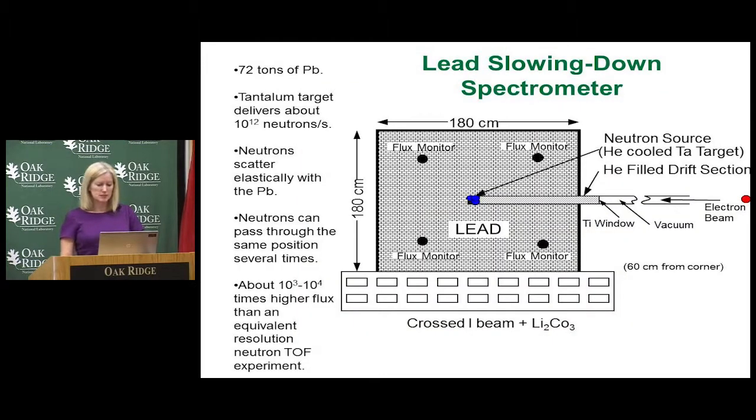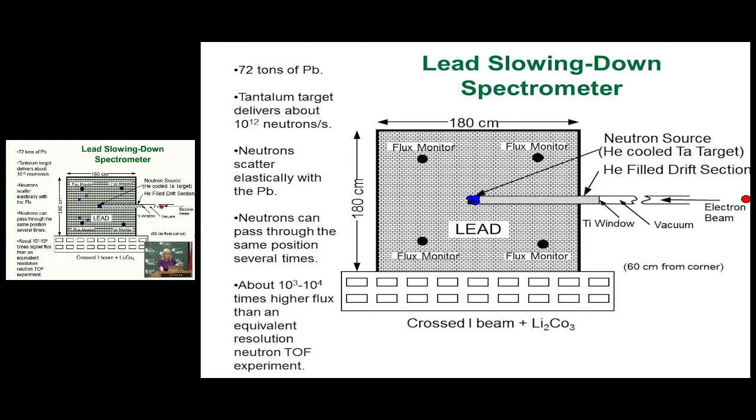Here's a simulation of the lead spectrometer. The red circles are the electrons coming in, creating the neutrons, and they bounce around in the lead, slow down, and interrogate the fuel. Your fuel would probably be right about here. We have flux monitors throughout the lead spectrometer to tell us what the flux is at any time. They're usually plutonium-239 or uranium-235 fission chambers, and they tell us what the flux is in the lead.